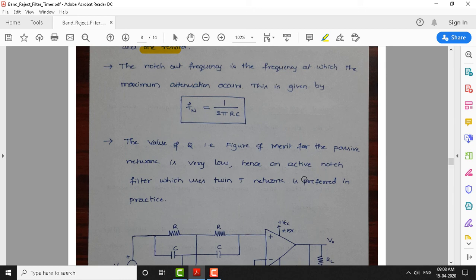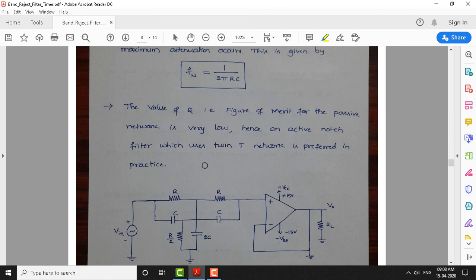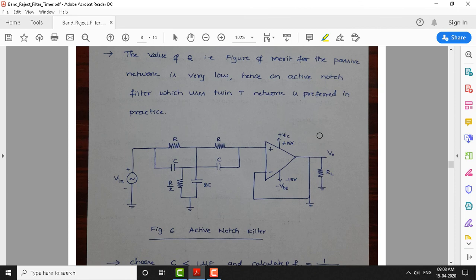Hence, an active notch filter which uses a twin T network is preferred in practice. Because of the Q value, to increase the value of Q, we prefer an active circuit, an active device, which is an operational amplifier along with the passive elements here. The overall active notch filter circuit is as shown here.